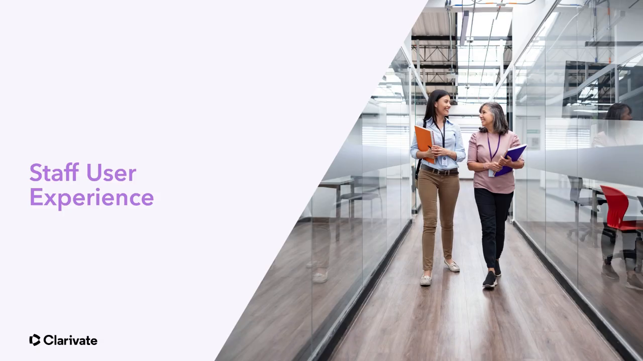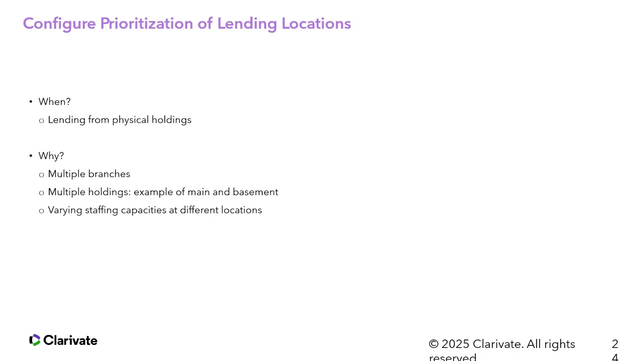The Rapido staff user experience has a lot of developments. There are 3 key functionalities in the February release to highlight for your staff user experience. One of those main ones is configuring prioritization of lending from your various locations. Why might this happen, or when might this be relevant?